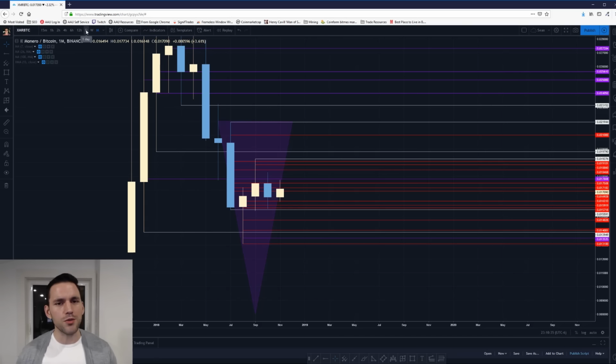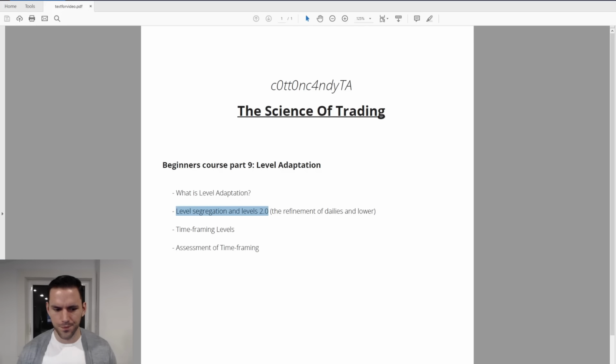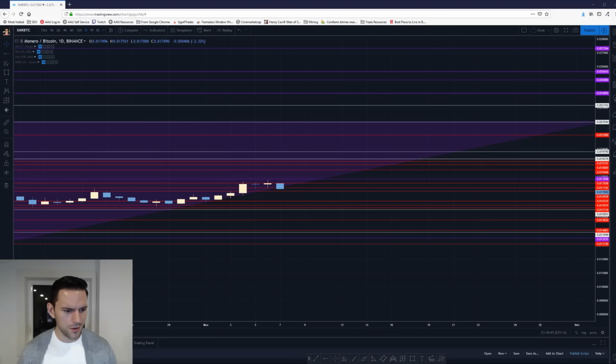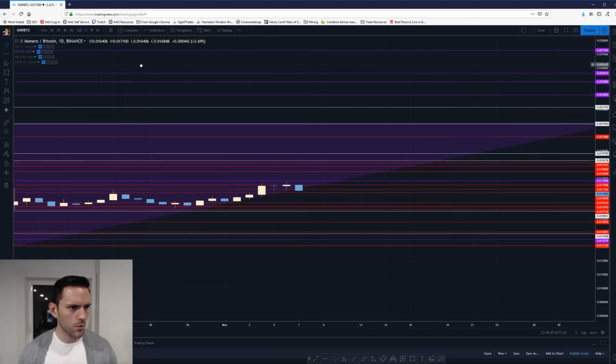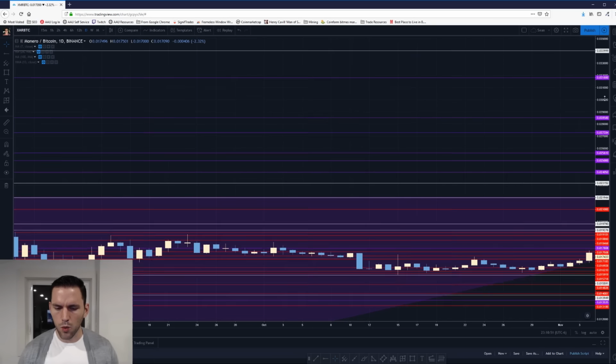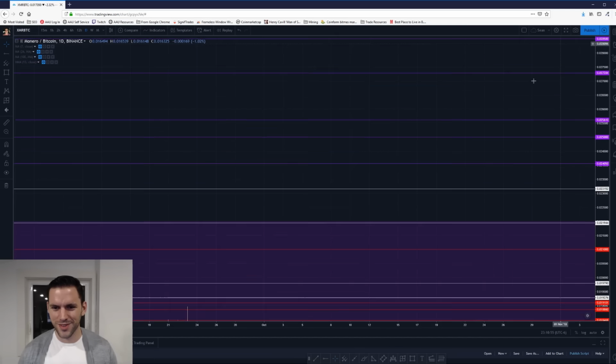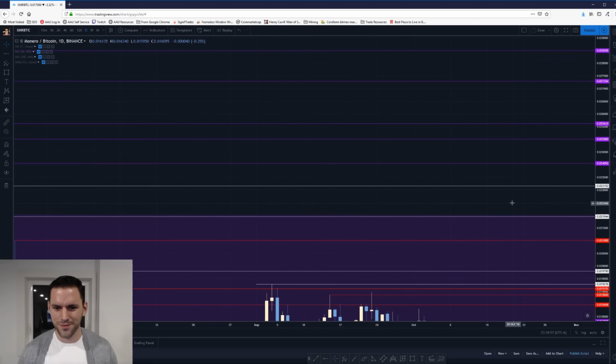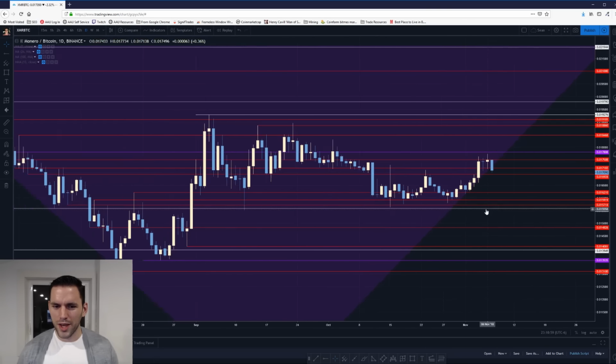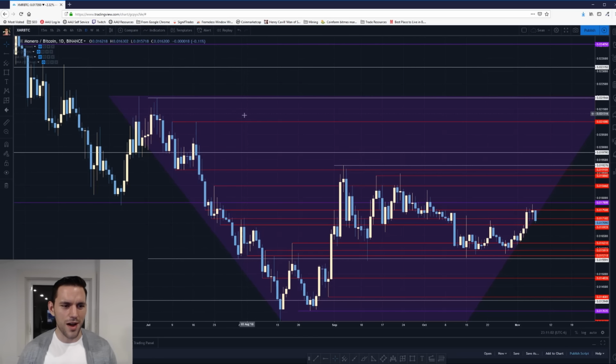So we now do something else. We are now going to time frame out our levels. This is something very specific, time framing levels. So what we are going to do is time frame these levels. What does that mean? I will show you what that means, and it's pretty cool. What we end up doing here is called time framing levels.